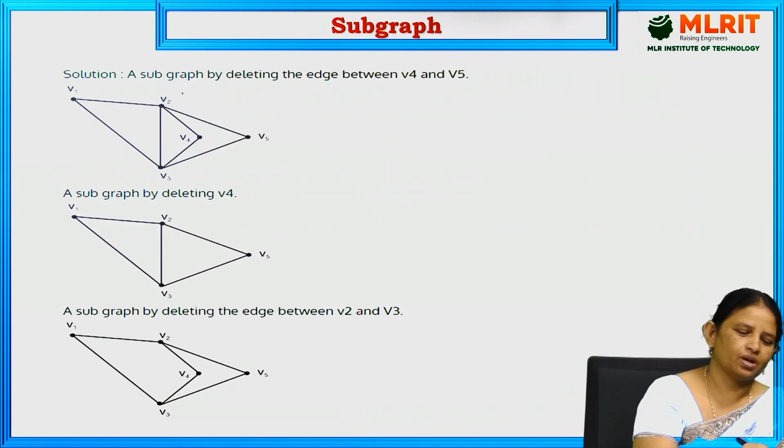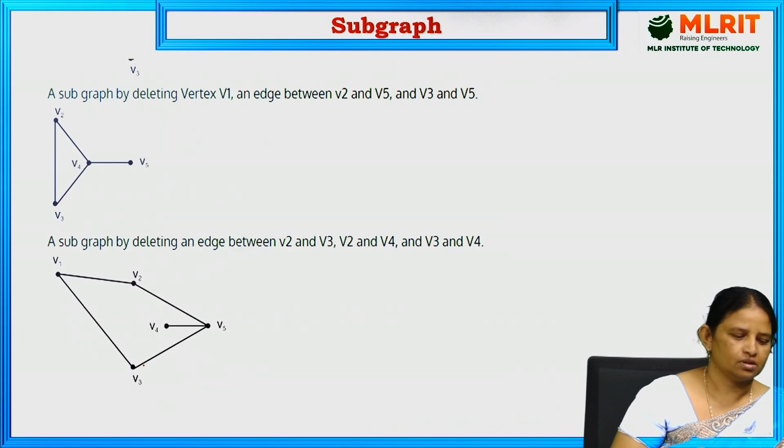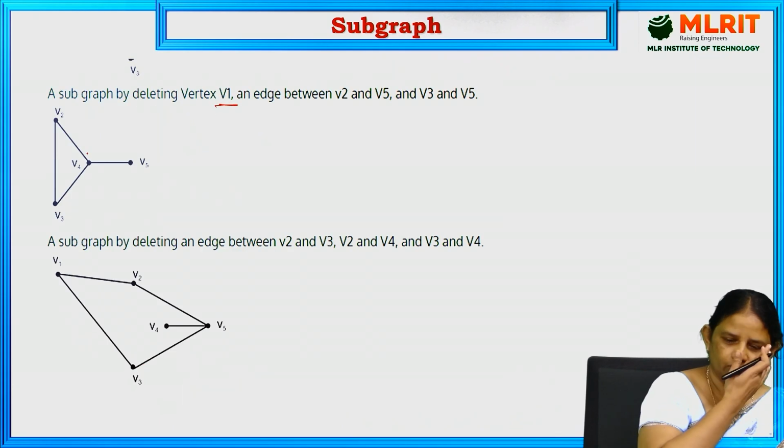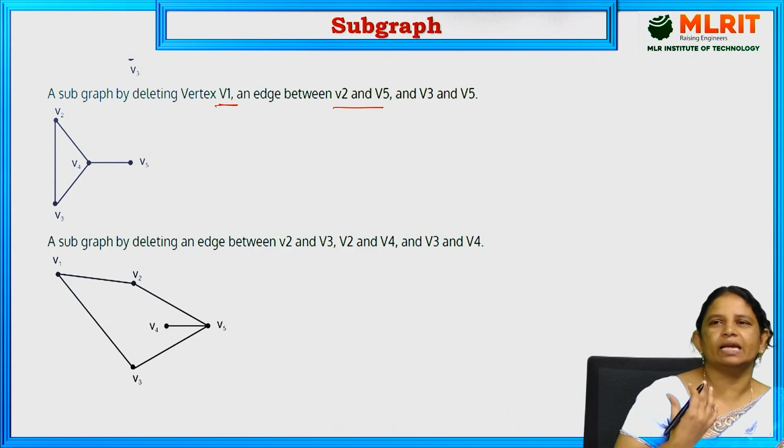So for this subgraph, we have to delete the edge between V4 and V5. Even though we have to draw the graph, the V4 to V5 edge is not present, but it is a subgraph. E4 is deleted. Then we have to draw the subgraph like this. Again, delete the edge from V2 to V3. Vertex V1 is deleted from the graph. Then the V2 to V5 edge is deleted. Then we have to get this. This is also one graph. For one graph, we can draw any number of subgraphs.